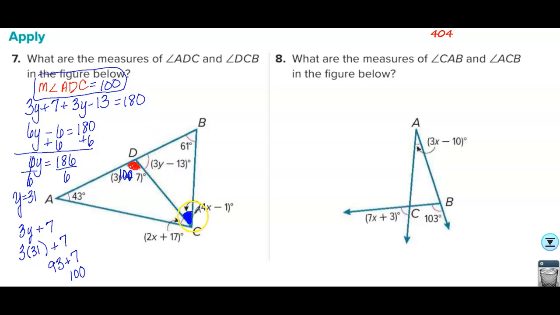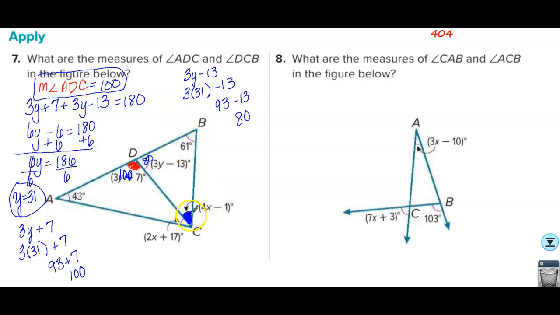But I also need to know this one, okay? Well, I know that y is 31. I found that. So I can solve for this angle, all right? This angle is 3y minus 13. And if y is 31, we would go 3 times 31 minus 13. 3 times 31 is 93. And 93 minus 13 is 80. So this angle is 80 degrees. And this one is 61.